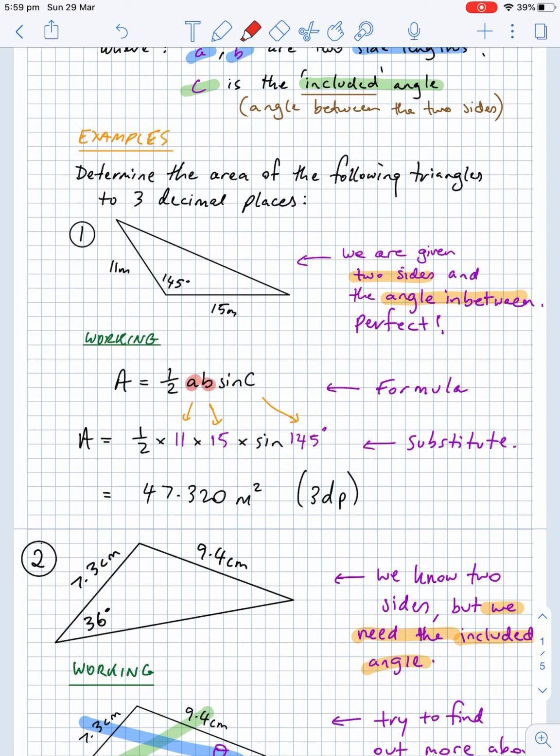The a and the b are our 11 and 15, so they change to those two. And the sine C, well, the C is going to be our angle. So we get this sort of thing that we put into our formula. That goes into a calculator, and you get your final answer to 3 decimal places.